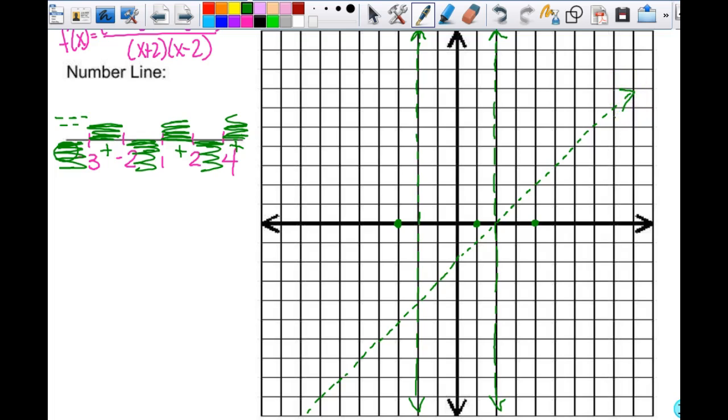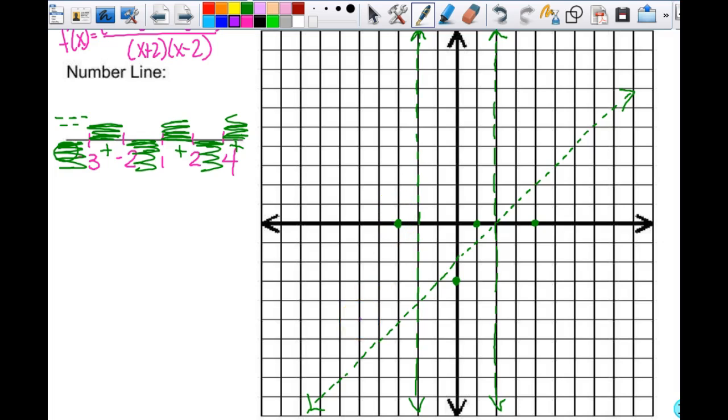0, negative 3. That's my y-intercept. Okay. Everybody okay with all that? Yes. All right. So once I look at what's going on over here, from negative infinity to negative 3, my graph is negative. It's coming across this asymptote here, it's negative.